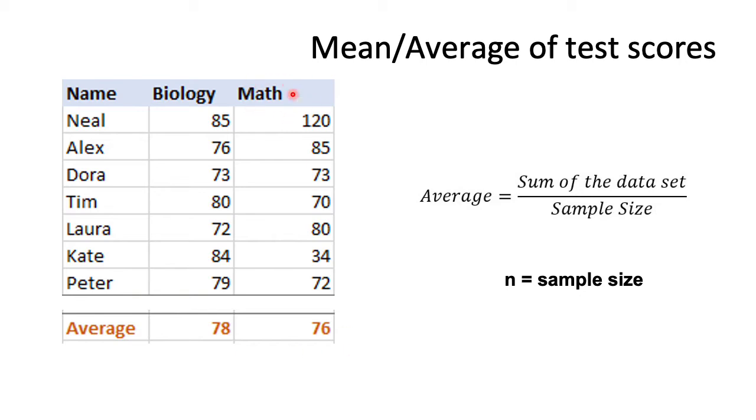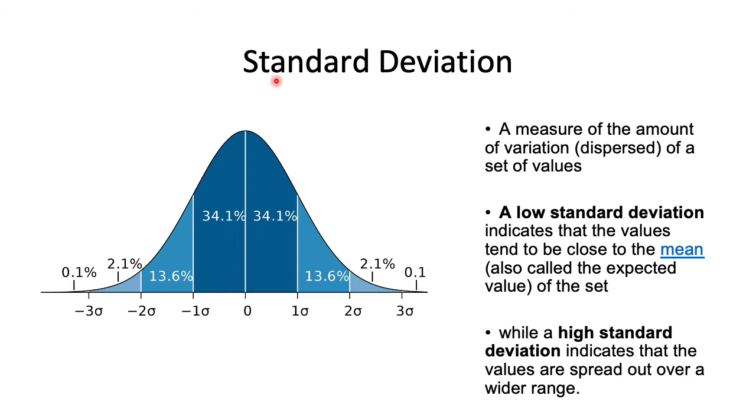in the math exam, it seems as though some students had difficulty where other students just aced it. And so they didn't all quite score the same according to the variation in the population. And so that is considered the standard deviation. The standard deviation is a measure of the amount of variation dispersed of a set of values.